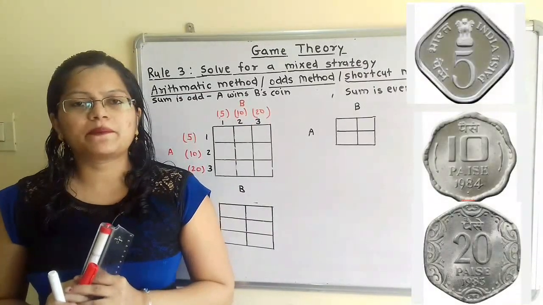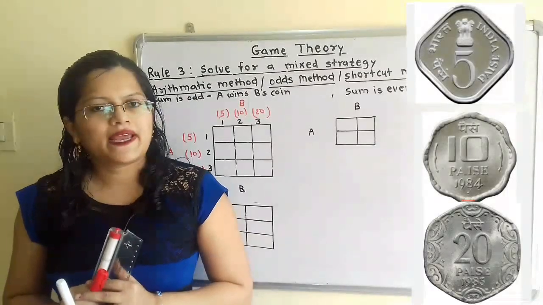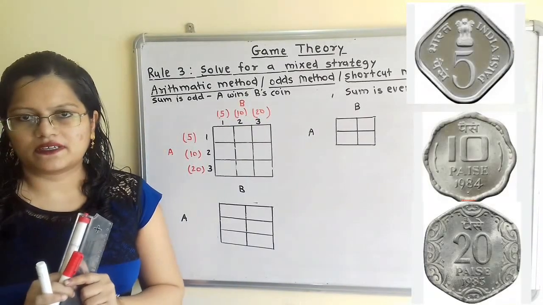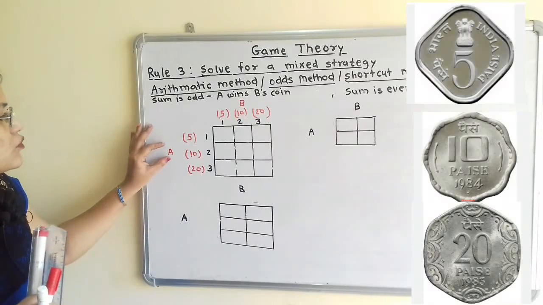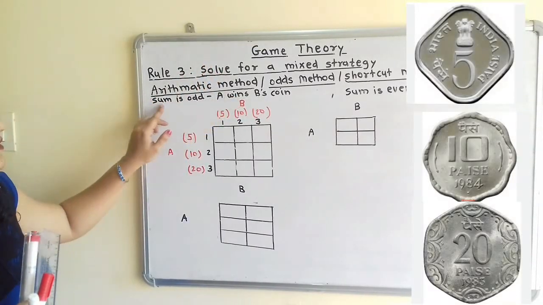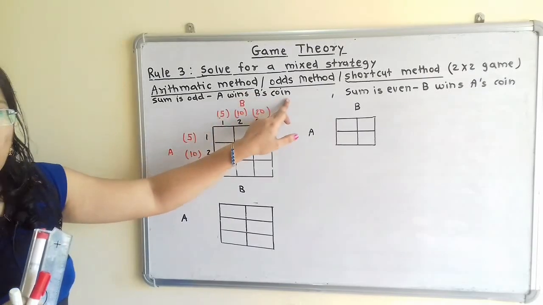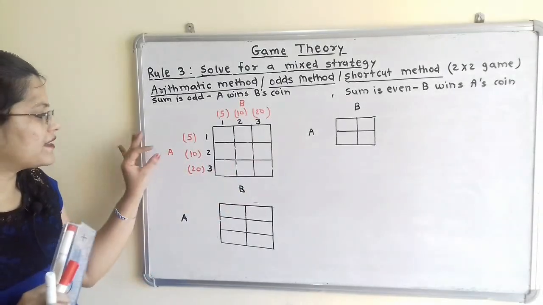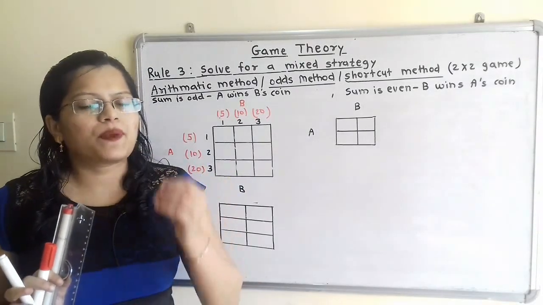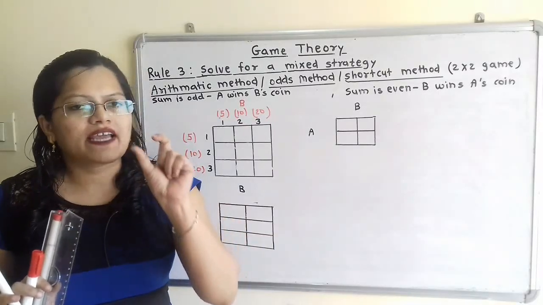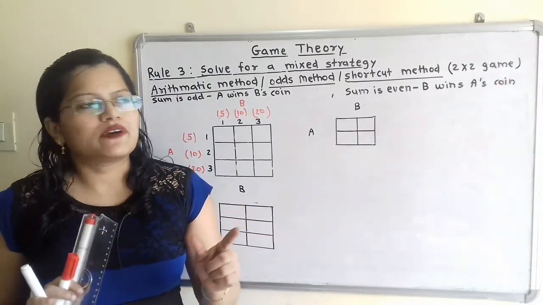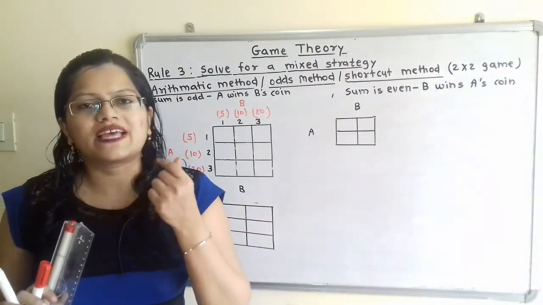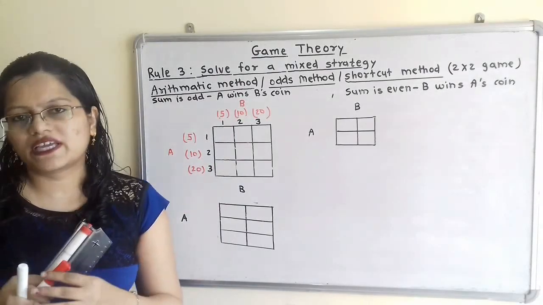Let us first prepare the matrix as per the given data. Player A and player B each have 3 coins, 5 paise, 10 paise and 20 paise. If the coins chosen by player A and player B sum to an odd amount, then A wins B's coin, and if the sum is even, B wins A's coin. We will prepare the matrix for player A. Whenever player A wins a coin, we take a positive number, and whenever B wins, that means A loses a coin, so that value we mention with a negative sign.